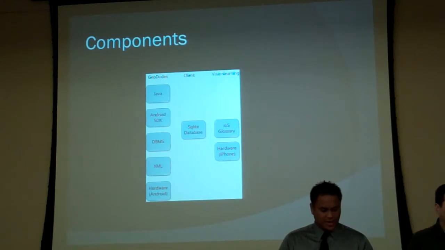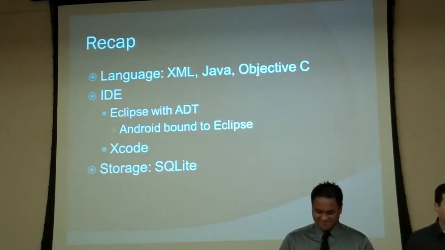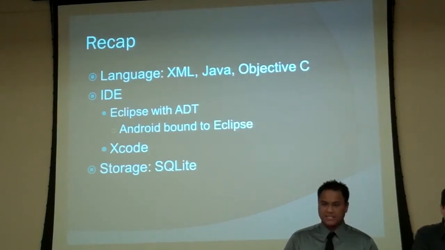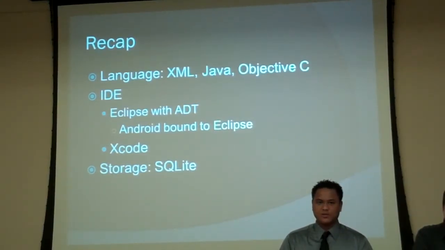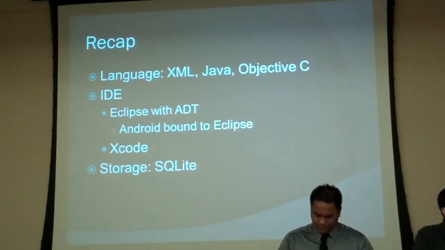Now for a short recap from our last presentation. We are developing for both the Android platform and the iOS using Java, XML, and Objective-C. For the Android version, Java is used for the activities and functions, while XML is mainly used for the layouts and the user interface designs. Objective-C is used for the iOS version of the application.